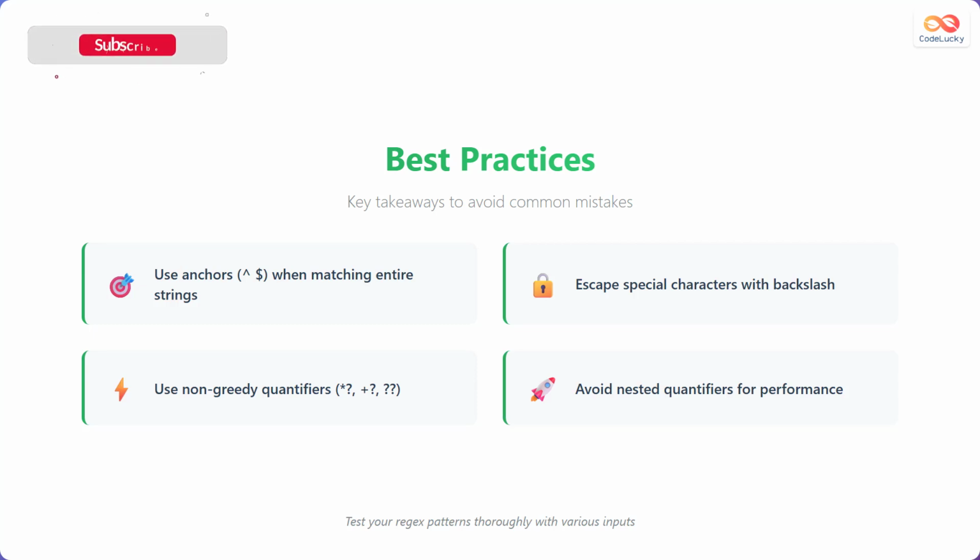To avoid common mistakes, use anchors such as the caret and dollar symbols when matching entire strings. Escape special characters with a backslash to treat them literally. Utilize non-greedy quantifiers such as asterisk question mark, plus question mark, and question mark question mark to avoid overmatching. Avoid nested quantifiers to prevent performance issues and catastrophic backtracking. Always test your regular expression patterns thoroughly with various inputs to ensure they behave as expected.